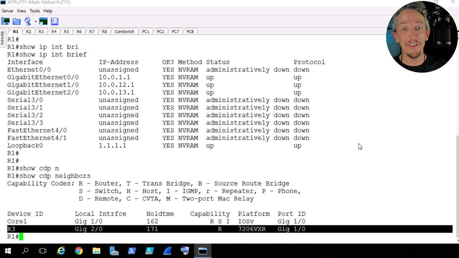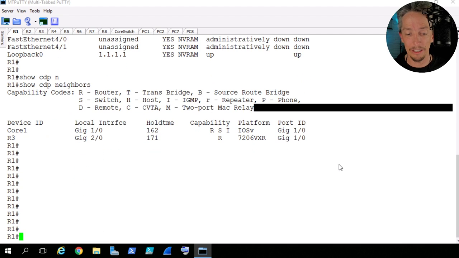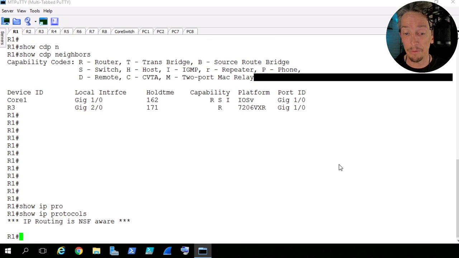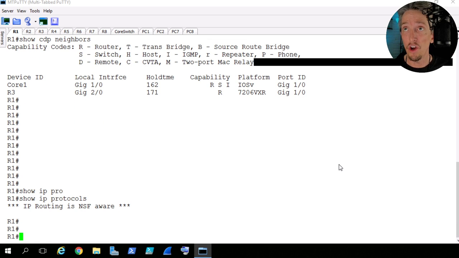Also, if we wanted to see whether or not we had routing currently set up, we could do a show ip protocols. That'll show us our dynamic routing protocols. And that basically says, nope, no RIP, no EIGRP, no routing protocols, no OSPF, nothing's there. So let's go ahead and configure.